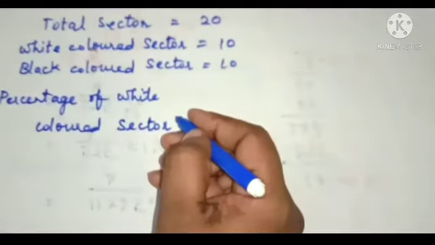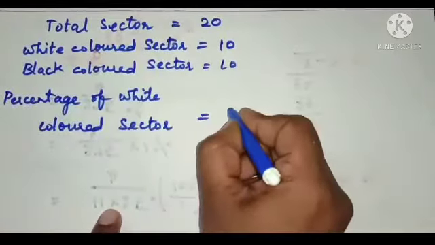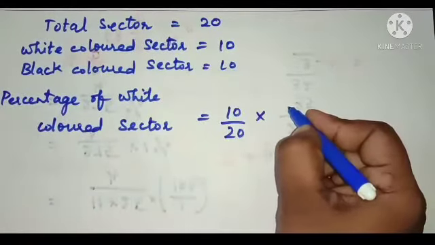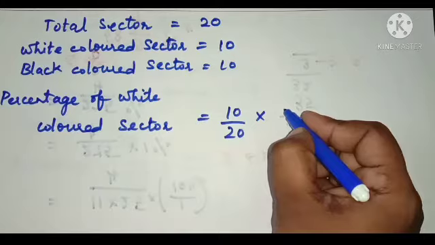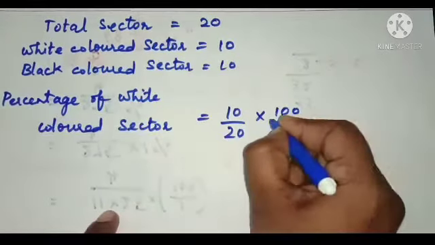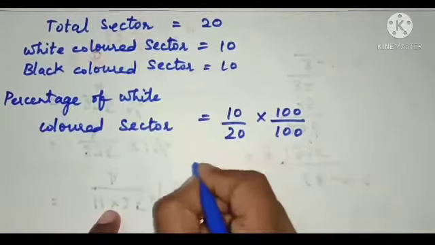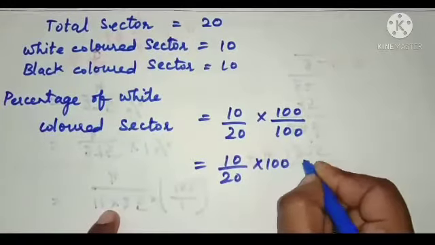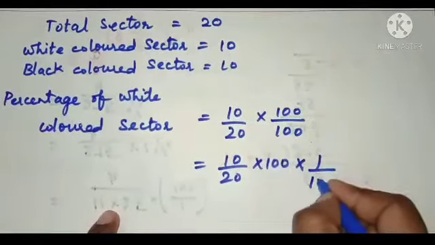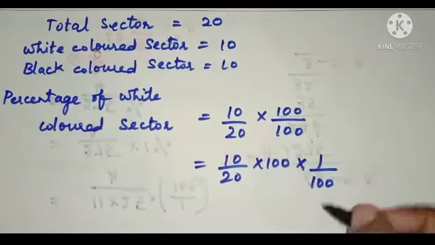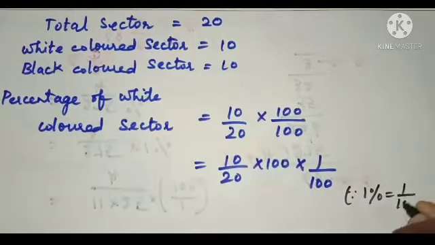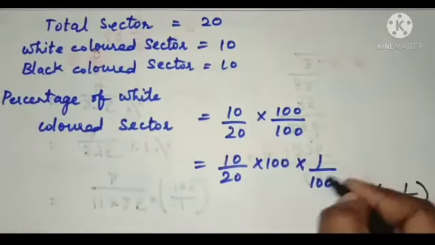First, write down the fraction, that is 10 by 20. And now, to convert the fraction into percentage, multiply and divide by 100. So, 10 by 20 into 100 into 1 by 100. And we know that 1% is equal to 1 by 100. We can write 1 by 100 as 1%.